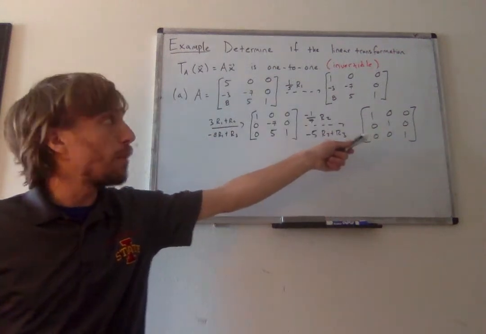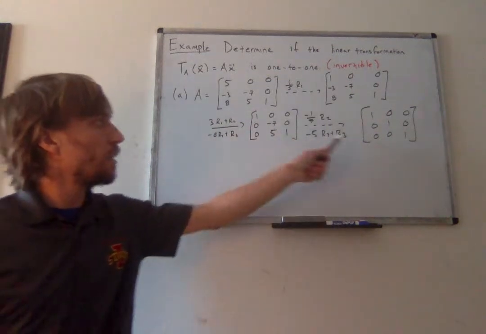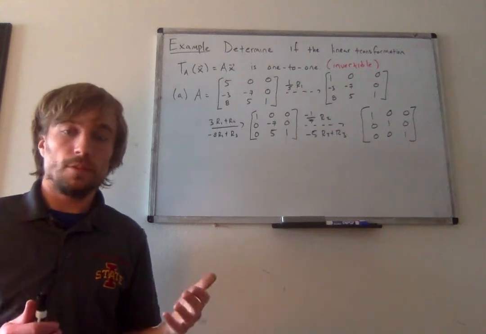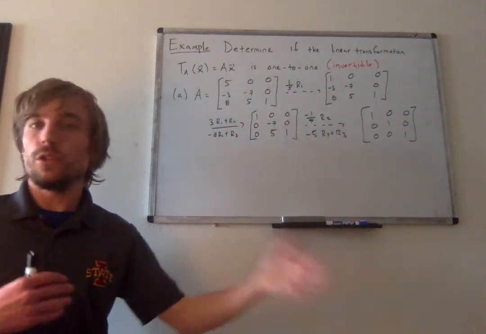Notice I get the identity matrix. So using the invertible matrix theorem, because A is row equivalent to the identity, this linear transformation is one-to-one. Also A is invertible, also onto, and also all those other things.